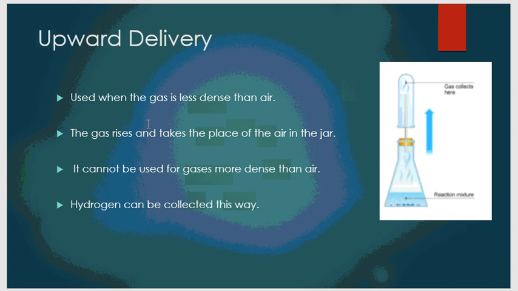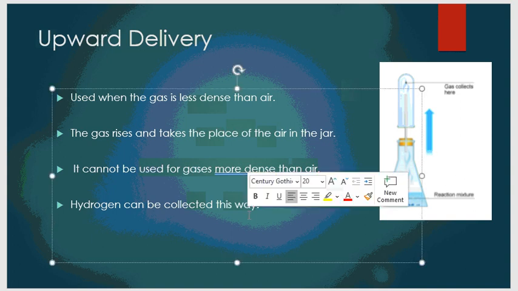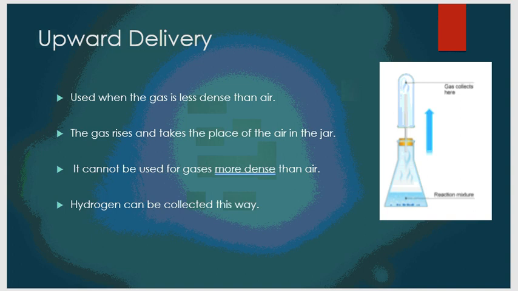Okay, upward delivery is used when the gas is less dense than air. So that basically means that the gas will rise and the air will sink. Okay, so the gas rises and takes the place of the air in the jar. So again, the reaction is taking place in the flask. The gas produced goes up through a tube into the test tube, and then that pushes the air out and the gas collects in the top. Okay, so it cannot be used for gases that are more dense than air, because then the gas would just fall out the bottom. And so hydrogen gas, for example, can be collected using this method.